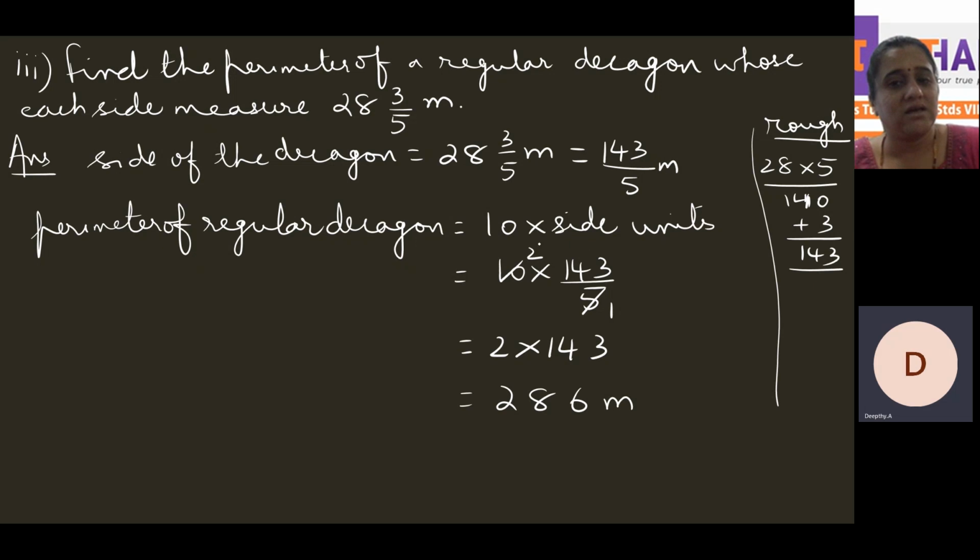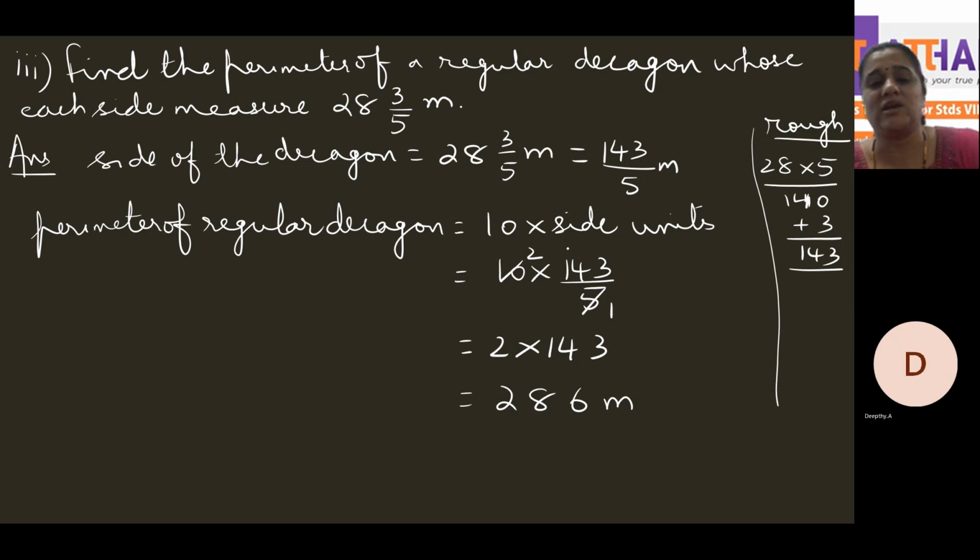Yes, I didn't see that there. Perimeter is, see, here we only found the side. The side was given as a mixed fraction, so we converted that to an improper fraction. And after that, we wrote the formula to find the perimeter, which is 10 into side. Like for a square, it is 4 into side. For a pentagon, a regular pentagon, it is 5 into side. Yes, ma'am. Okay.